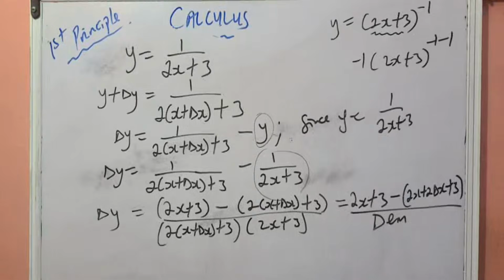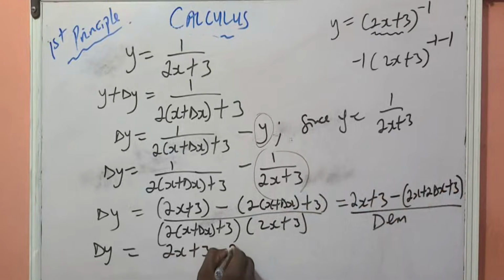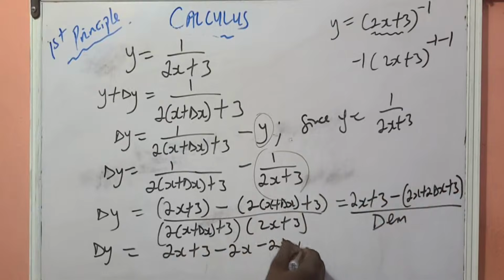Now, let's go on to try and simplify that numerator further. So I have y equals to, I have 2x plus 3. Now I want to open that whole bracket. I have minus 2x minus 2dx minus 3. And everything over the denominator. Let me still write it as denominator, please. I don't want to just have to. So now look at what we have here.